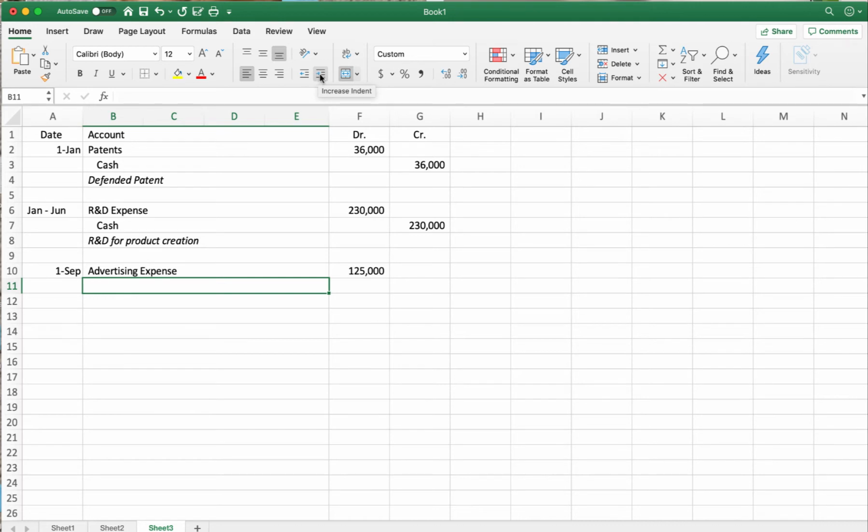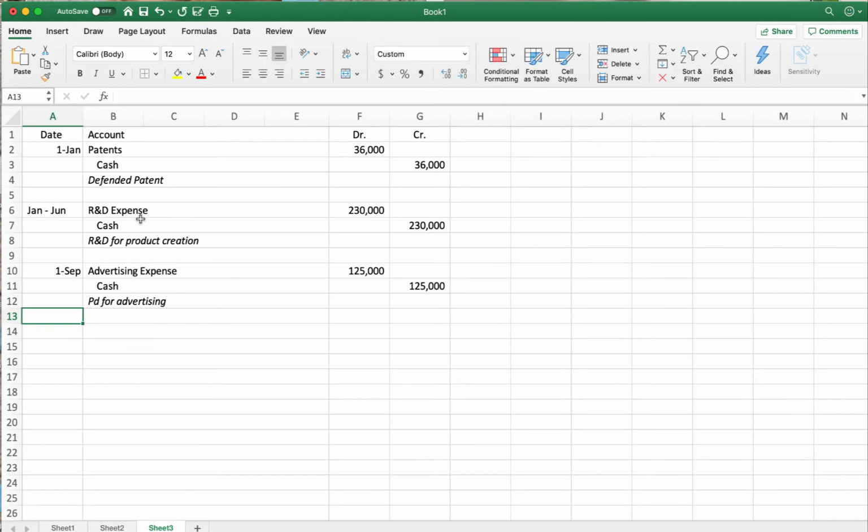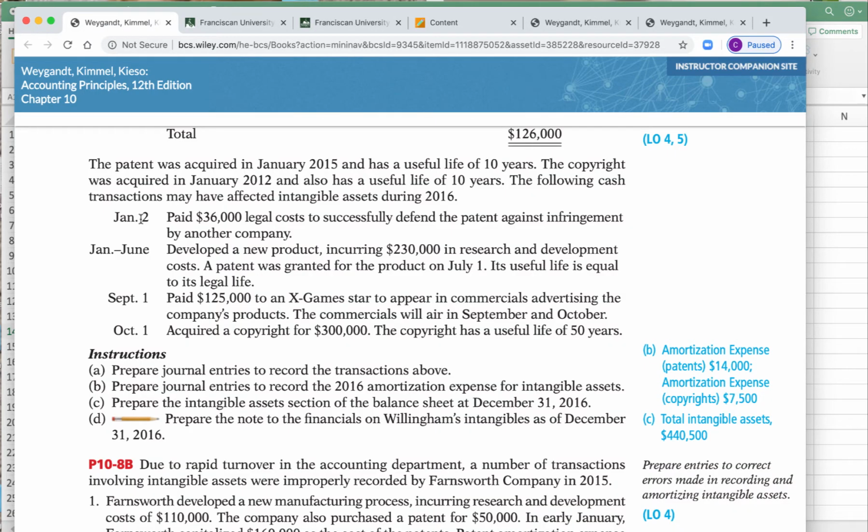Since I'm entering a credit, I need to make sure it's indented. I already hit my increase indent button. Type in cash, $125,000. What do we do here? Well, we paid for advertising. Perfect. Skip a space.